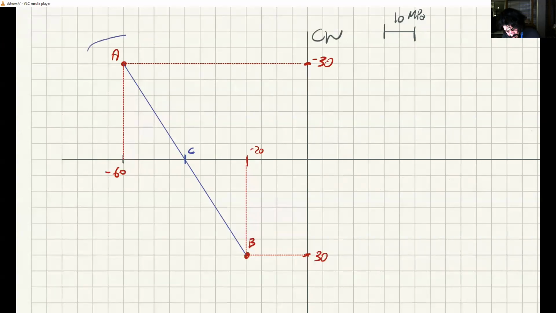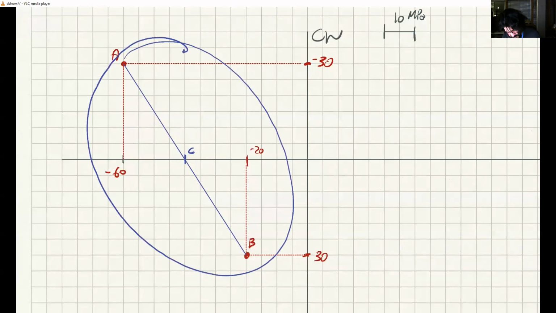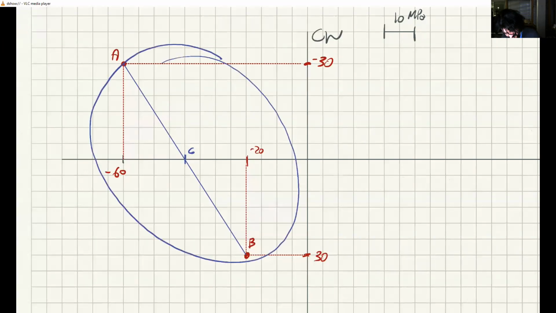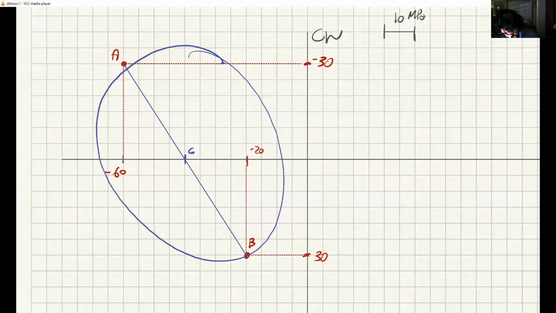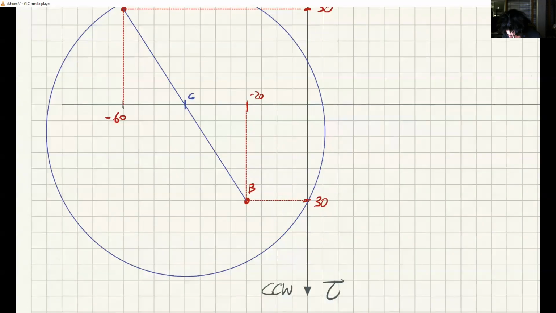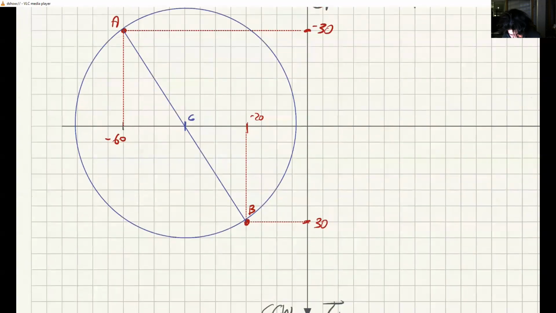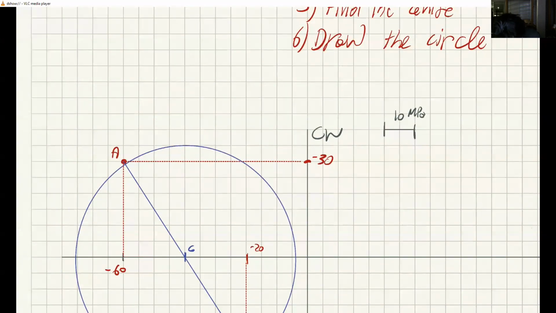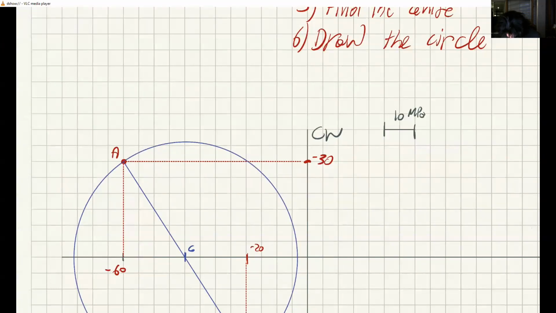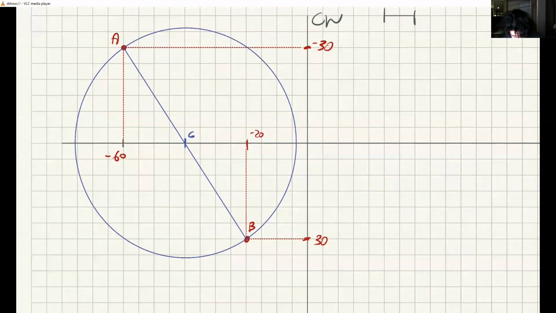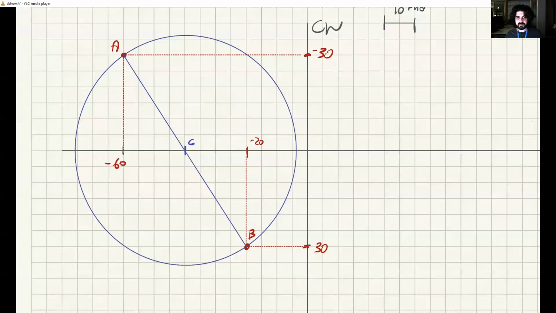And now I'll do this digitally as best as I can. There you go. And now I make sure that I can make it pass through A and B, more or less. There you go. This is the Mohr circle.